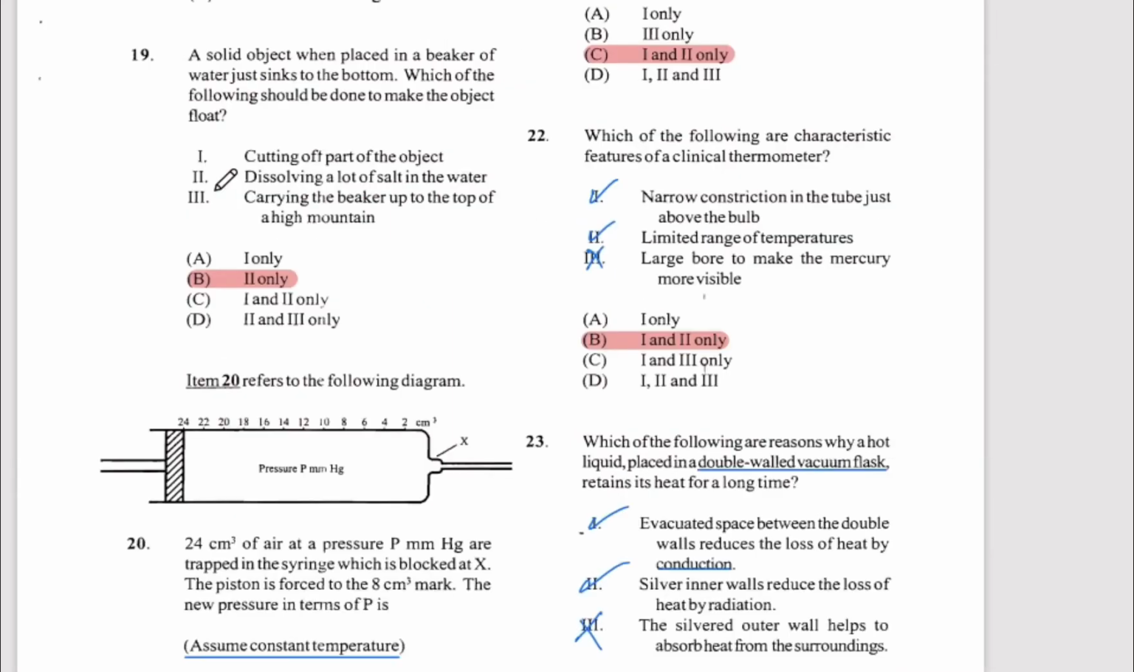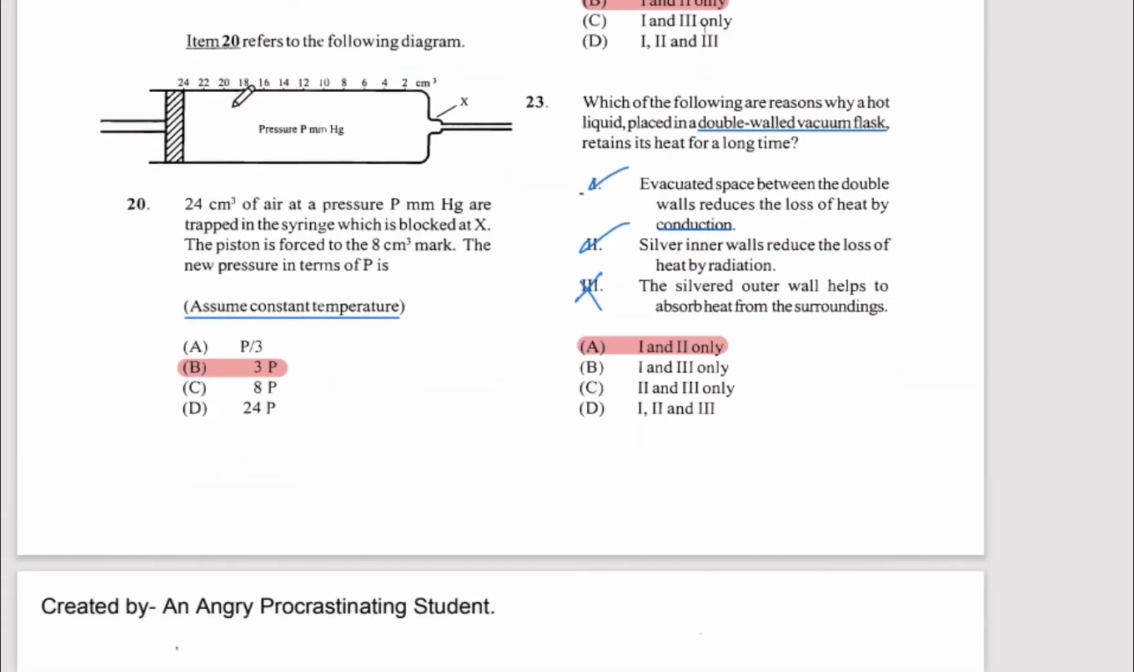Question 19 says a solid object when placed in a beaker of water just sinks to the bottom. Which of the following should be done to make the object float? And that's 2, dissolving a lot of salt in the water. Question 20. Item 20 refers to the following diagram.